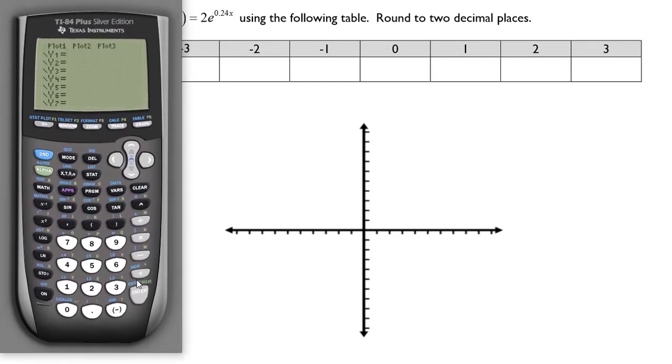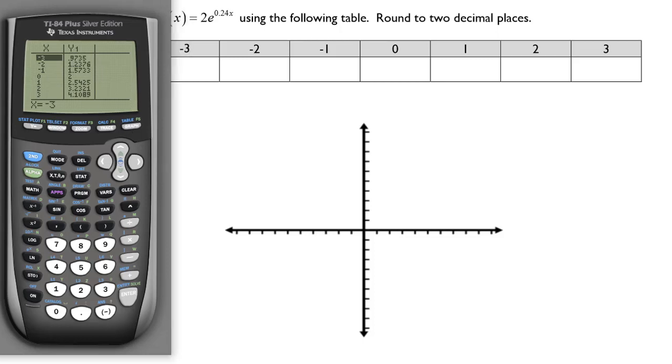So in y sub 1, we'll enter 2 times second e, which is above the division sign, raised to the, and now we're going to put whatever's in parentheses as an exponent together as 0.24 times x, close parentheses. And I'll graph that. We have an exponential growth model, and now I want to see what the table is. And I can request different values as my inputs.